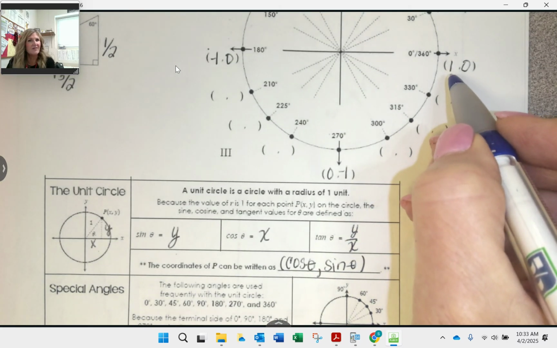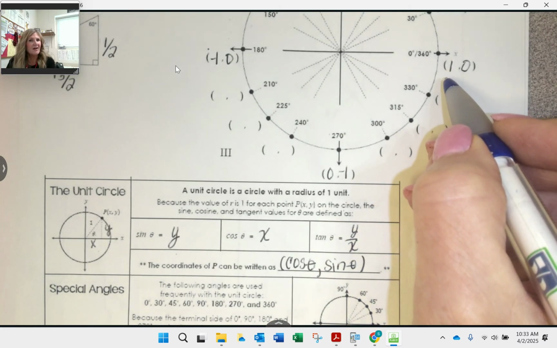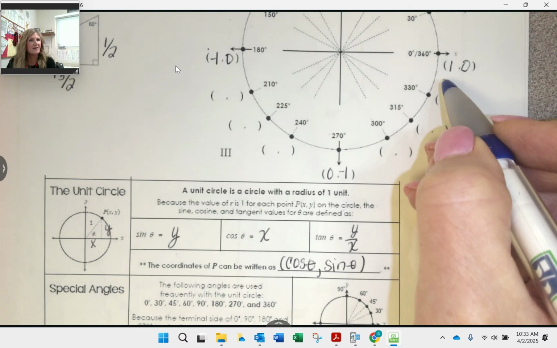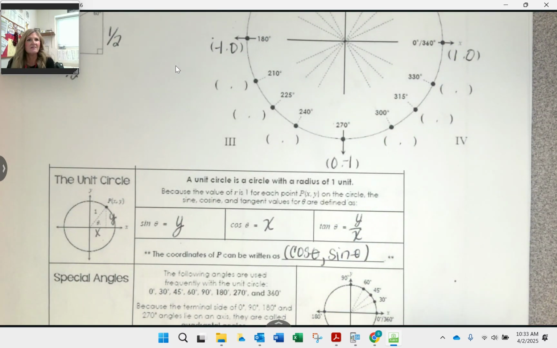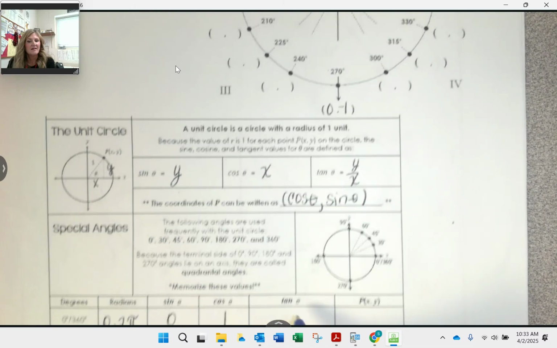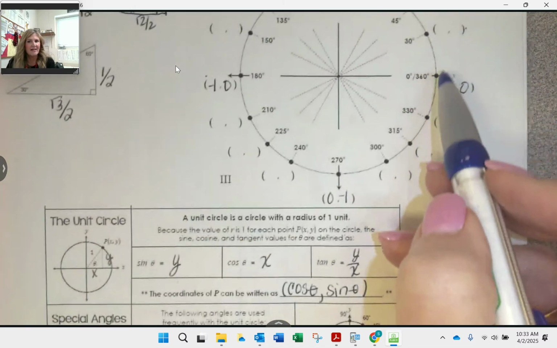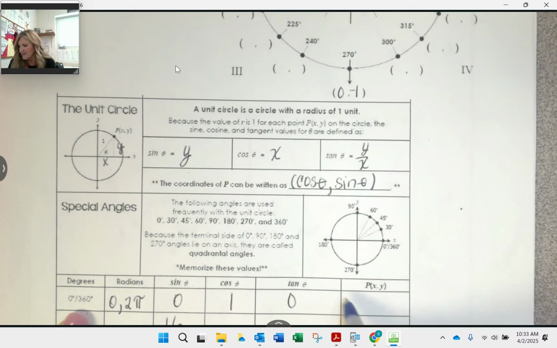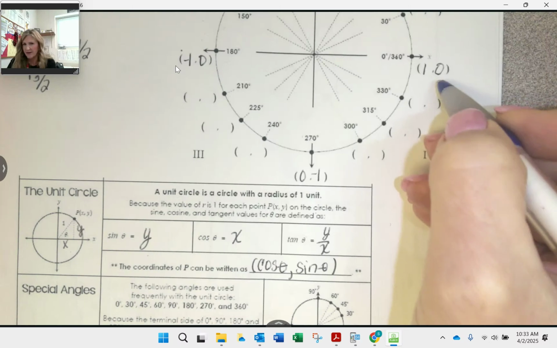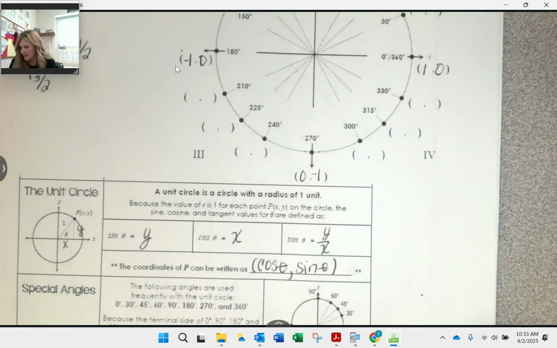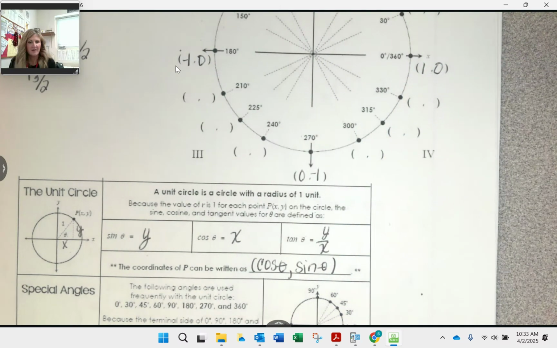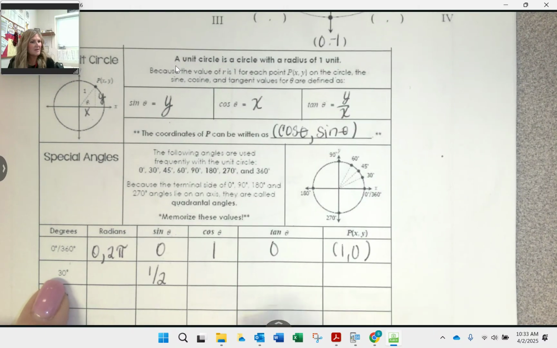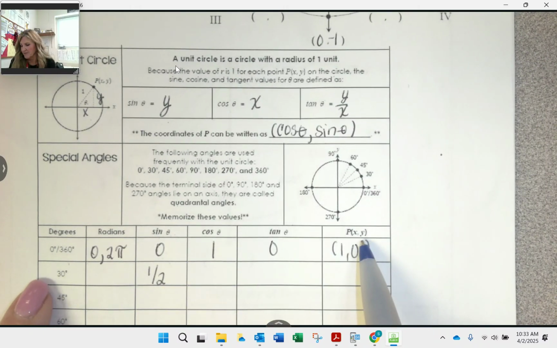If I'm at 0, the cosine is going to be the x value. So the x value right there is just going to be 1. You should be writing this down. The tangent right there at 0 is going to be y over x. So 0. And then they want us to write it as an actual point. Well, we already have the point. It's just right there, 1, 0.